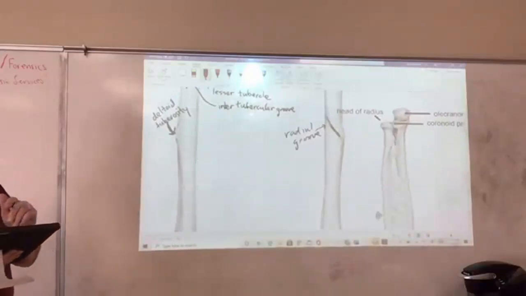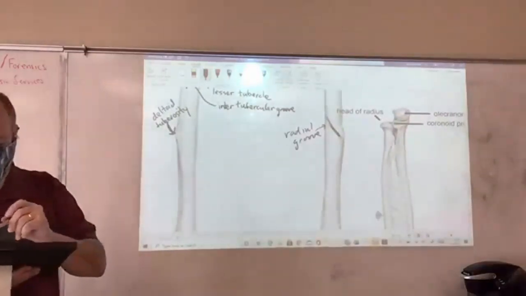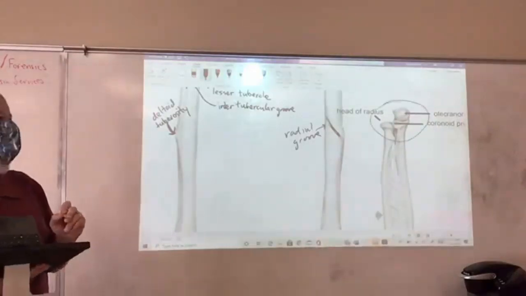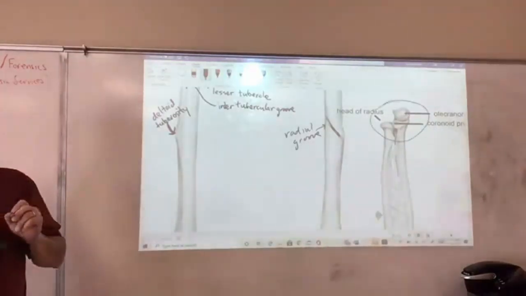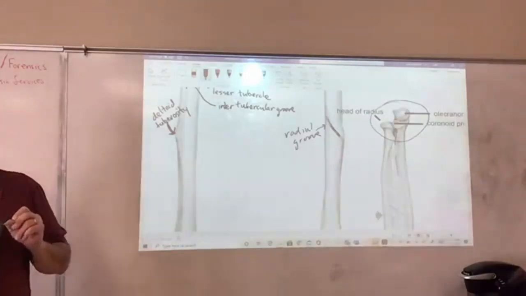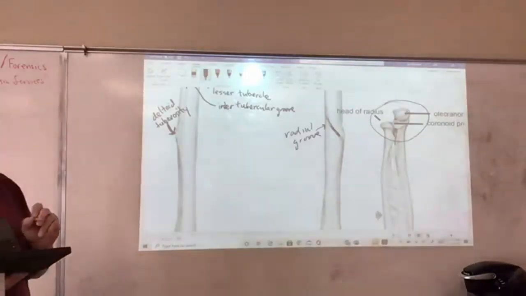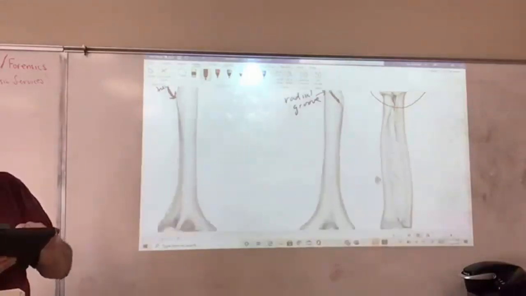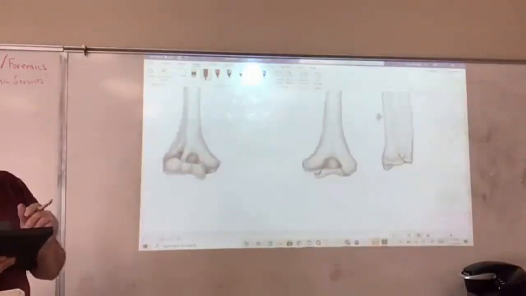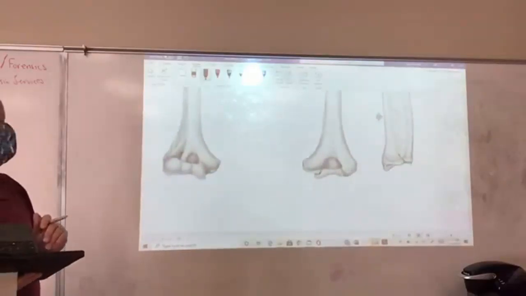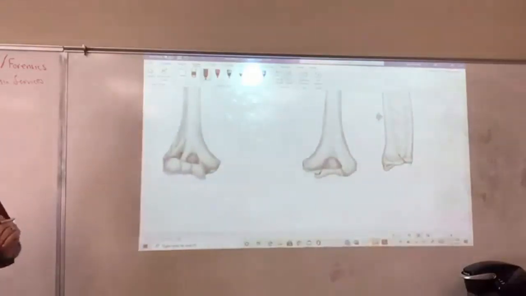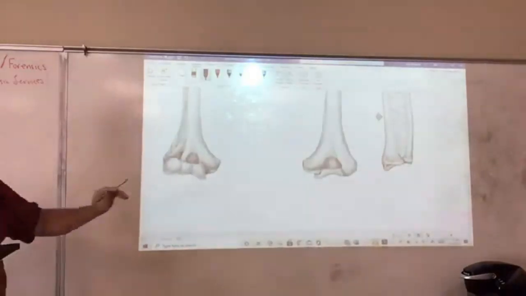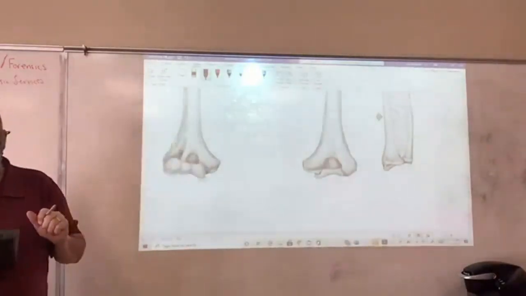Okay, at the distal end of the humerus, I've got all of this stuff from my forearm that needs to attach to my humerus. And the distal end of my humerus looks pretty complex. So we've got several things that we need to think about here at the distal end of the humerus.